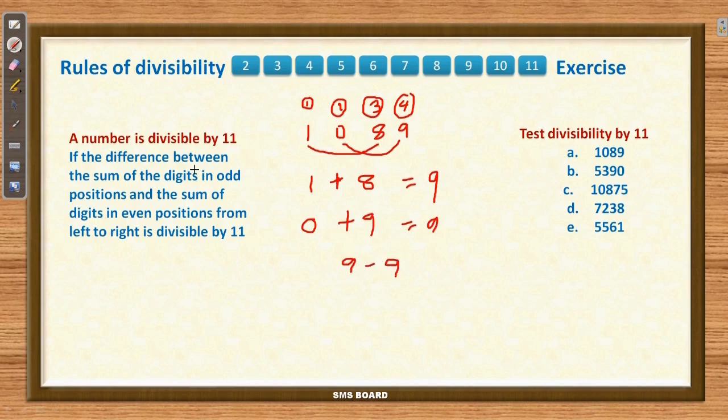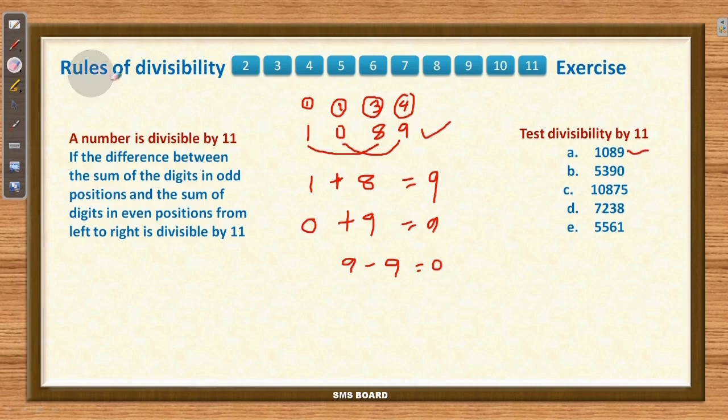By the rule, the difference between the sum of digits in odd positions and the sum of the digits in even positions from left to right should be divisible by 11. So 0 is divisible by any number. So 0 is divisible by 11. So this number is divisible by 11.